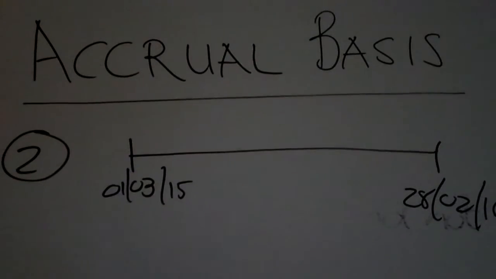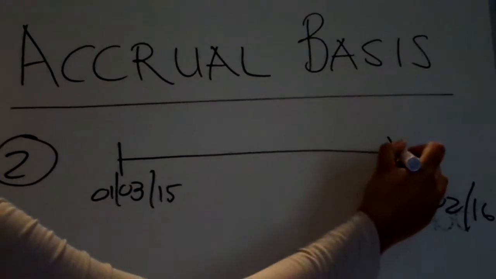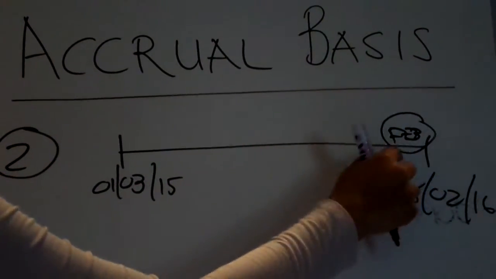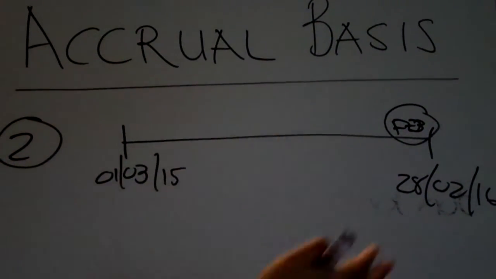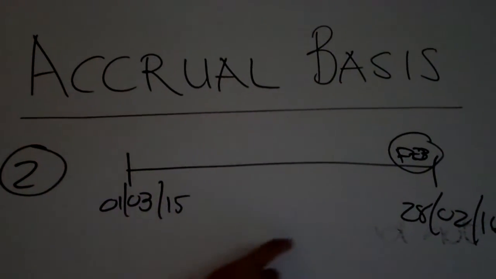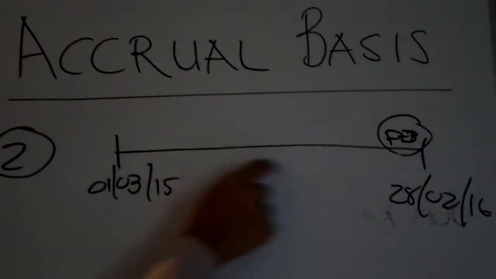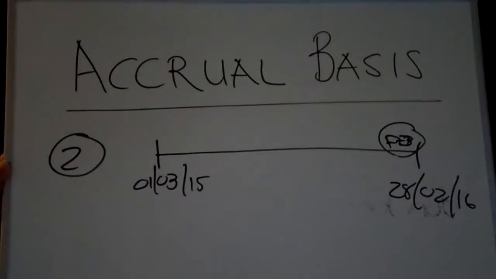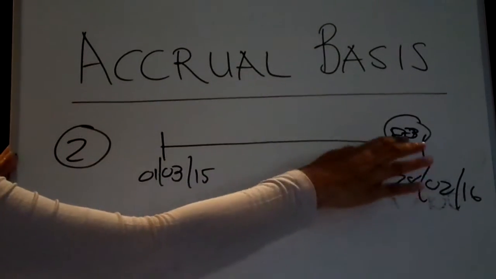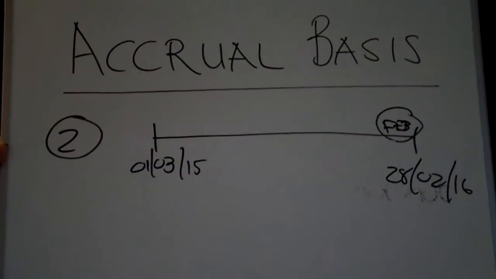So again, if you look at your timeline, you received your telephone bill for February, which is part of your financial period, but you have not yet paid it. So what does the accrual basis say about that? It says irrespective of when you're going to pay that expense, the fact that that expense was incurred in your financial period, it must be in your financial statements. So that 500 Rand for telephone for the month of February will be an expense in the current financial period.